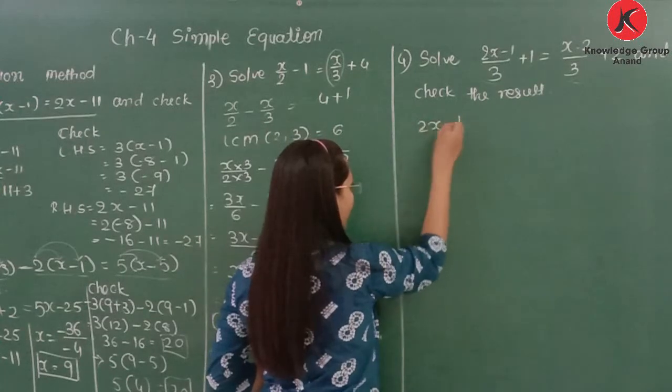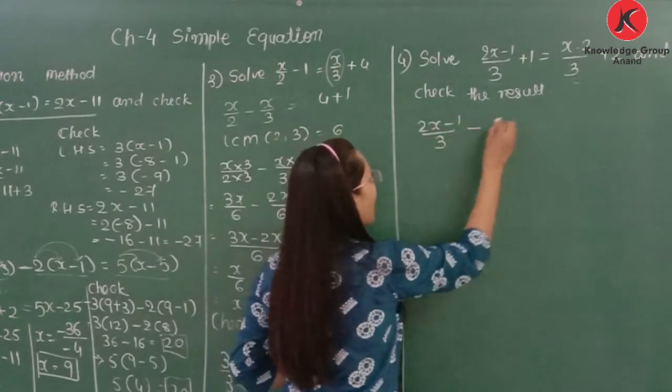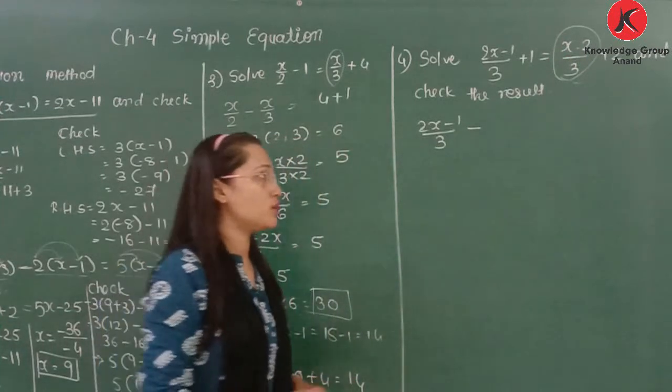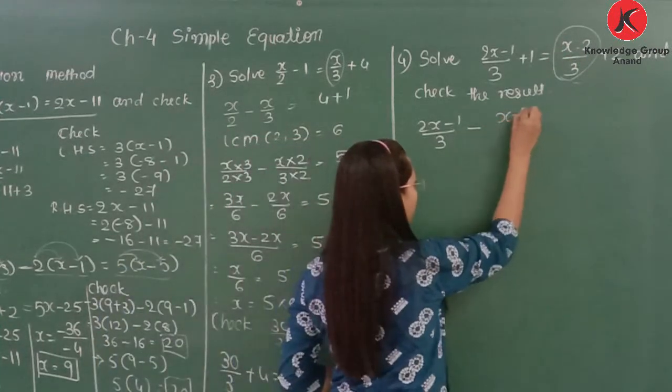So we have 2x minus 1 divided by 3. Now we need to take the whole term x minus 2 divided by 3 on right side.